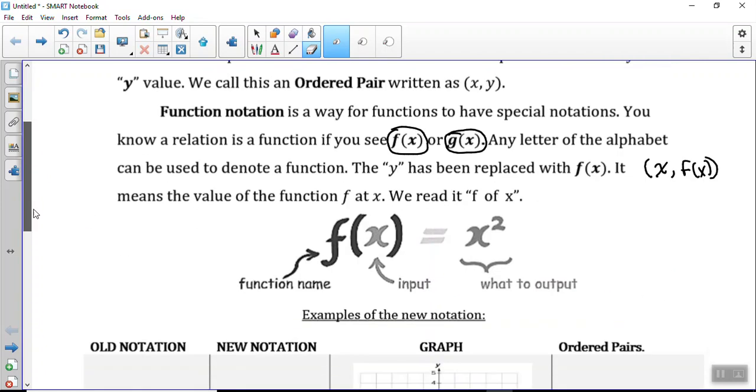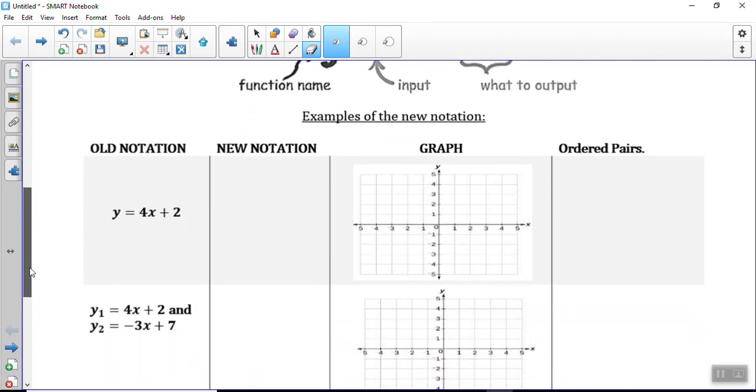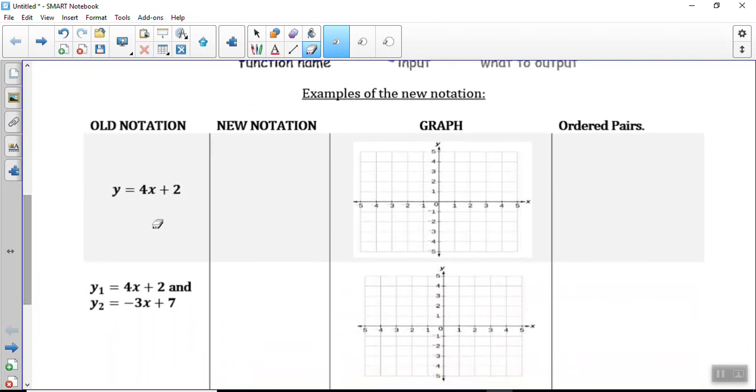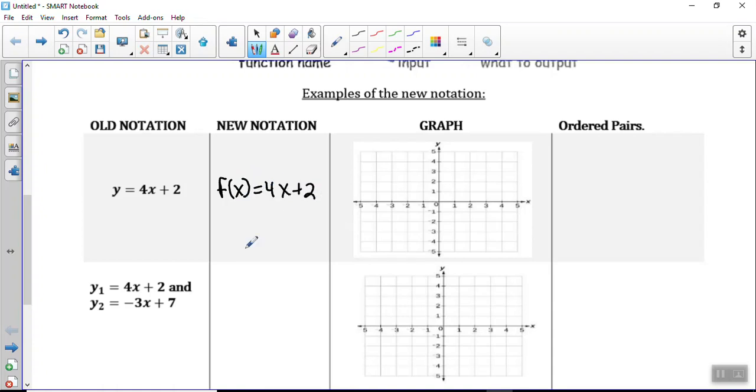Okay, all right. So let's look at examples of new notation. This might look familiar to you if you're coming right from Algebra 1. So an old notation might look like this. You have y equals 4x plus 2. And in the new notation, we would simply change the y to f of x equals 4x plus 2.